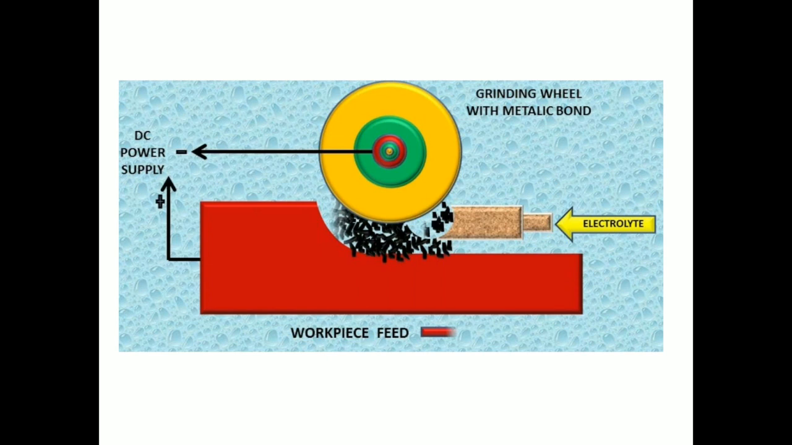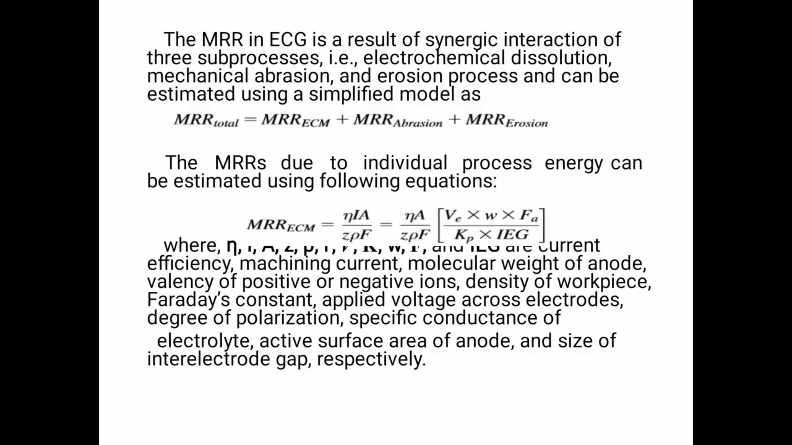This diagram shows the typical arrangement of electrochemical grinding. You can see the grinding wheel and the supply of electrolyte, workpiece feed direction, and the power supply. Electrochemical grinding is the combination of electrochemical machining, mechanical abrasion, and erosion. So the metal removal rate is also the combination of these three processes. The metal removal rate of the total process equals the metal removal rate due to electrochemical machining plus the metal removal rate due to mechanical abrasion.